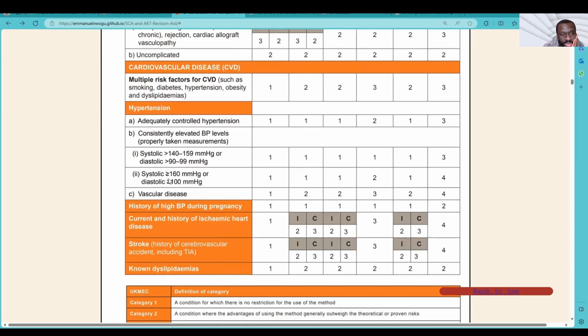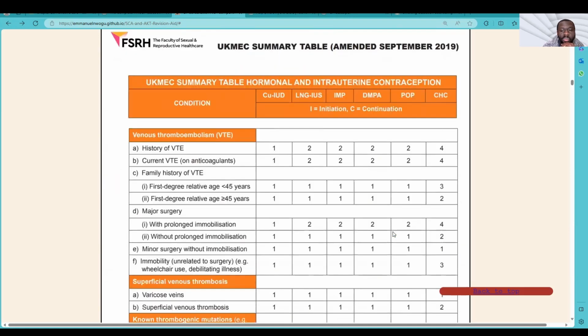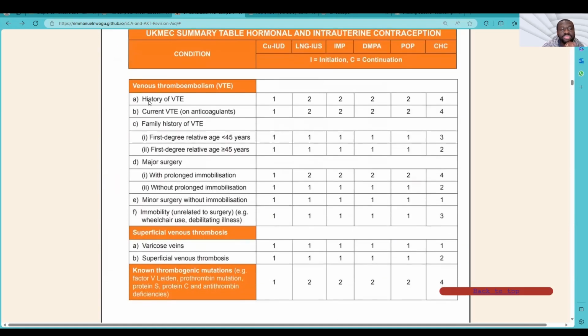Uncontrolled hypertension, you wouldn't want to give the combined hormonal. Same thing with peripheral vascular disease. You don't want to give combined hormonal contraception because of the increased risk of VTE. If there's a history of VTE, then you probably wouldn't want to be giving that. There are safer options at that stage.